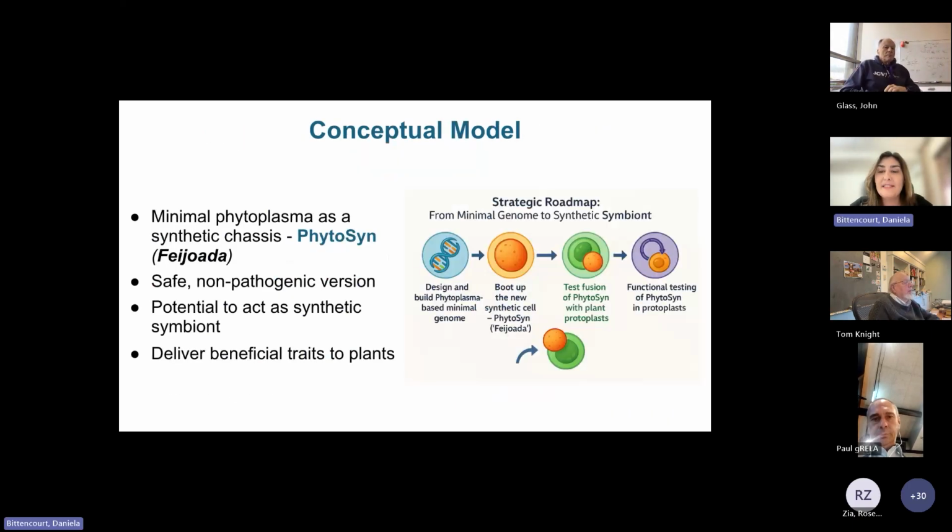So these characteristics make phytoplasmas interesting candidates for minimal genome engineering. Our conceptual model is what we call the PhytoSyn, which would be our synthetic or minimal phytoplasma. It will be designed as a safe, non-pathogenic minimal version of a phytoplasma, reimagined as a synthetic symbiont. So instead of producing virulence factors, PhytoSyn would provide beneficial traits to plants, acting almost like a new organelle. And since this effort is being developed with Brazilian partners, we affectionately gave it the nickname we are calling here in Brazil, feijoada, after a traditional Brazilian dish to reflect its origin. So for us, this is going to be our little feijoada.